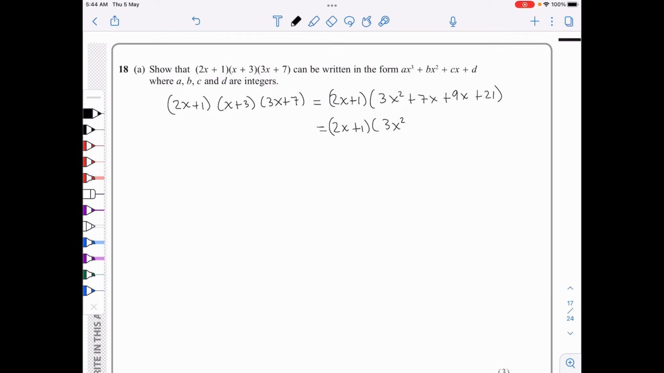So it's 3x squared plus 16x plus 21. So if I expand now, 2x times 3x squared is 6x cubed plus 32x squared plus 42x plus 3x squared plus 16x plus 21. So I have done all the pairs, and then it's 6x cubed, 32x squared plus 3x squared is 35x squared, 42x plus 16x is 58x plus 21.